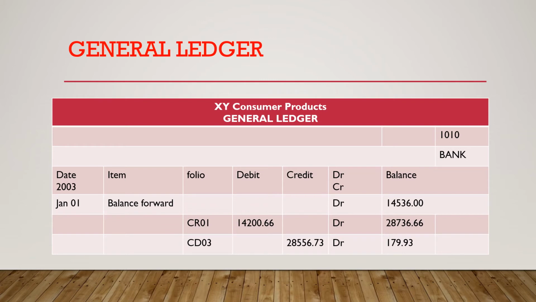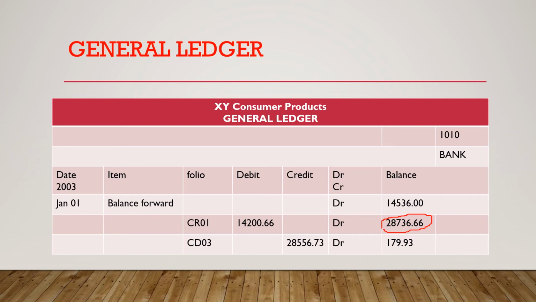The first journal is CR 1, which is the journal called cash receipts, number 10. When you go there, you will get a balance of 14,200.66, and this is a debit balance. When you bring it here, you will add that amount to the balance forward. If you add the amount to the balance forward, this is the final amount that you will get as a debit.